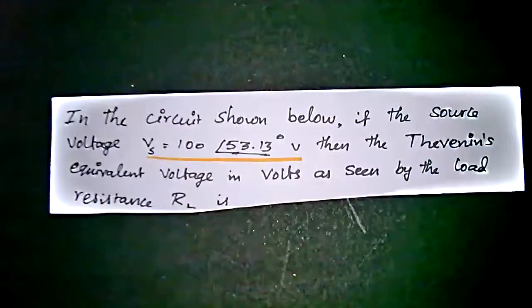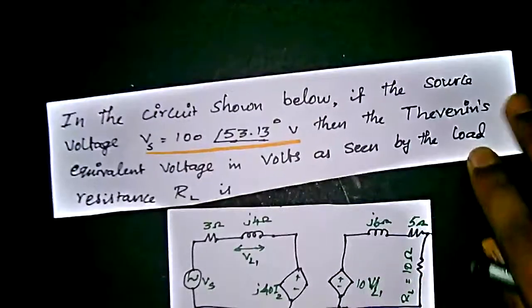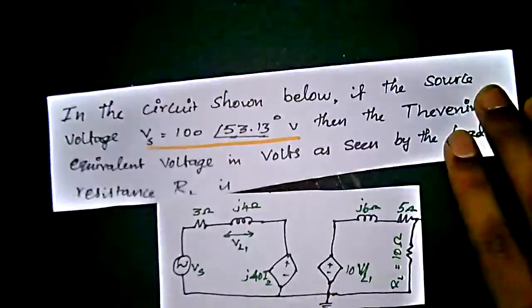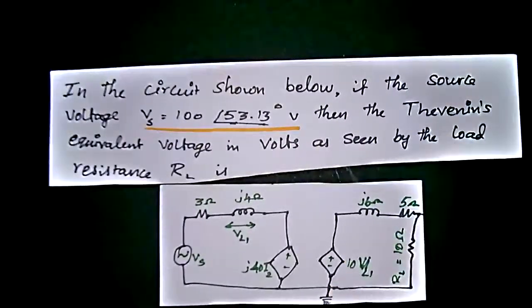Hi, we have the problem as in the circuit shown below. If the source voltage V_S is 100 with an angle of 53.13 degrees volts, then we should find the Thevenin equivalent voltage, in volts, as seen by the load resistance R_L.